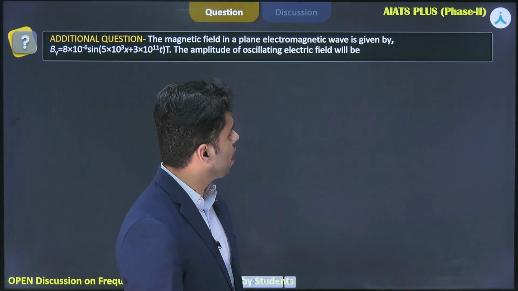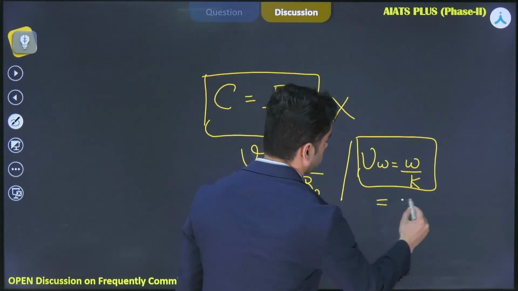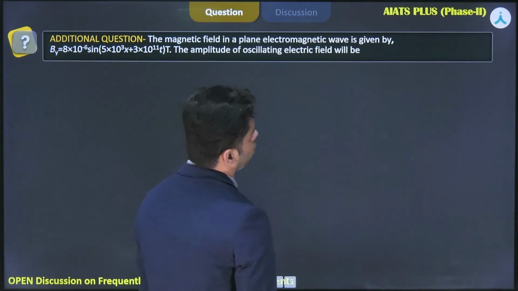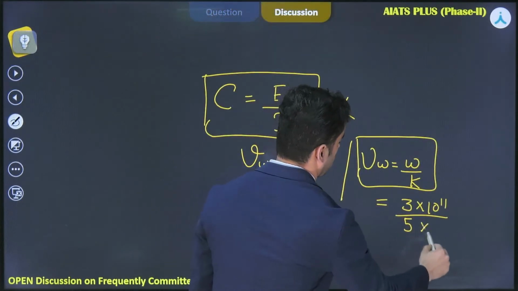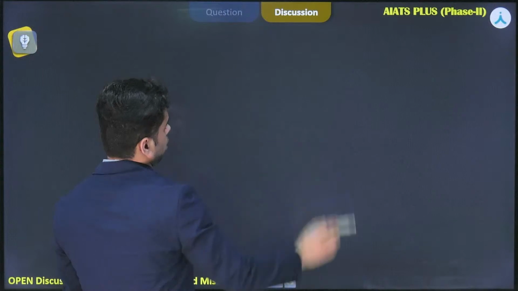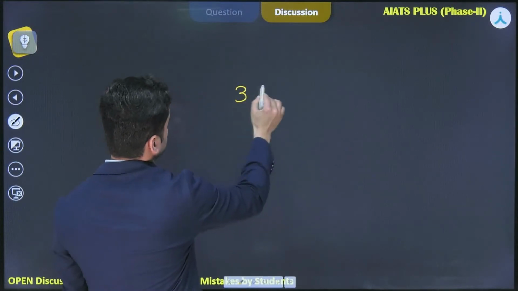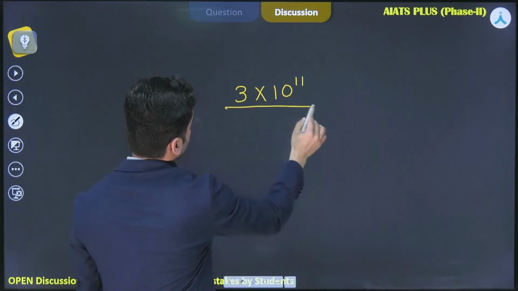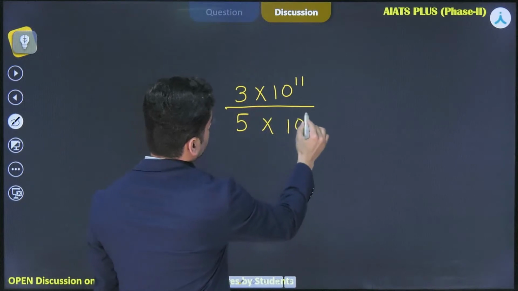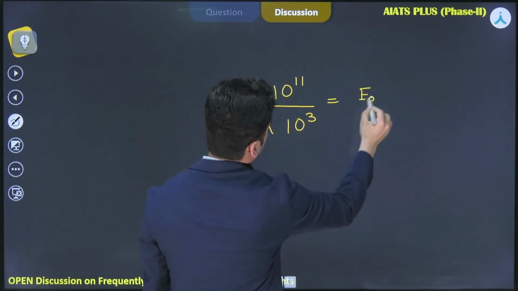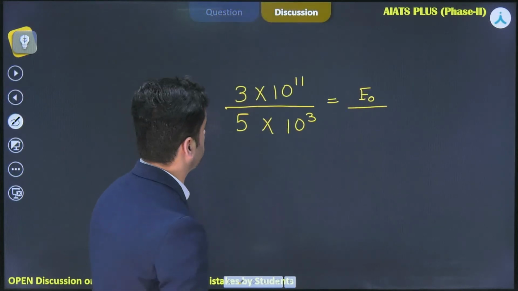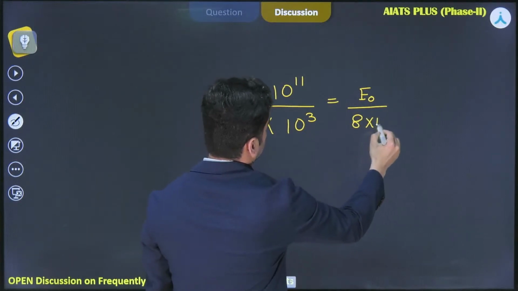So omega, you can see that it is 3 into 10 raised to the power 11, and K is 5 into 10 raised to the power 3. So if I write 3 into 10 raised to the power 11 over 5 into 10 raised to the power 3, it should be equal to E naught by B naught. What is the value of B naught given to me in the problem? The value of B naught is 8 into 10 raised to the power minus 6. So there you go, 8 into 10 raised to the power minus 6.